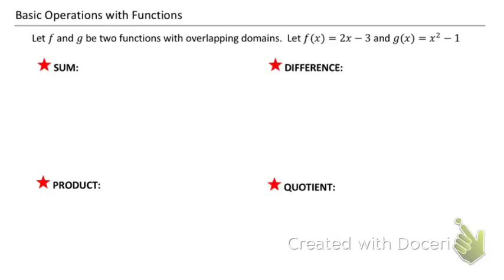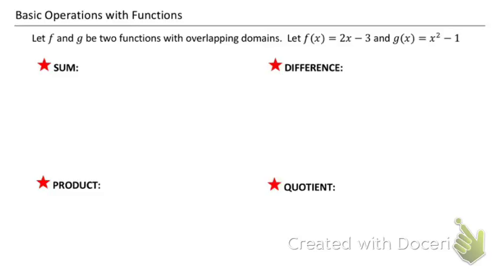Basic operations with functions. Specifically, if I have f of x, g of x, h of x, how can we combine them: add them, subtract them, divide them, change one into the input of the other one. That's what we're talking about today. We're going to start with just sum, difference, product, and quotient.